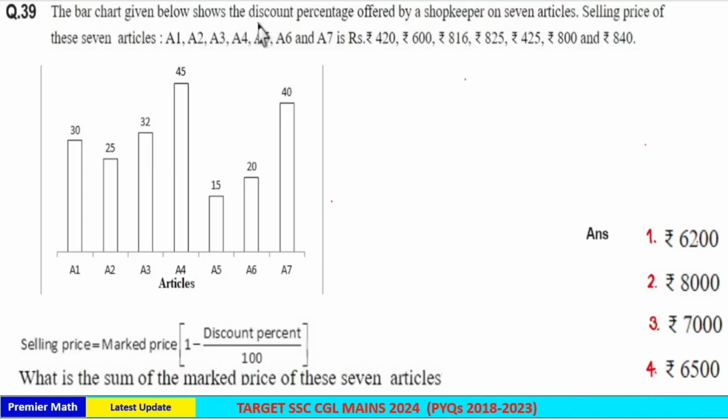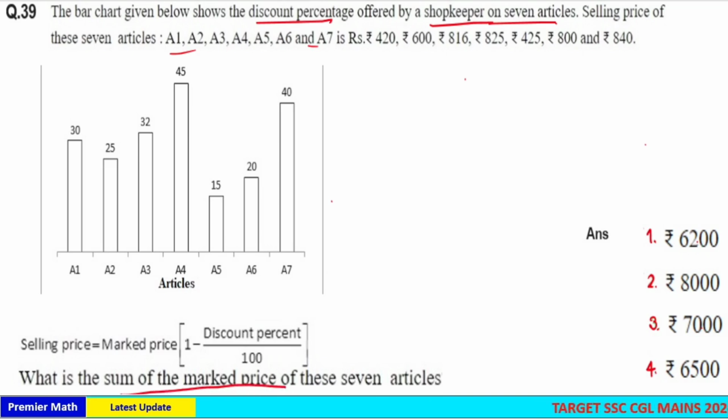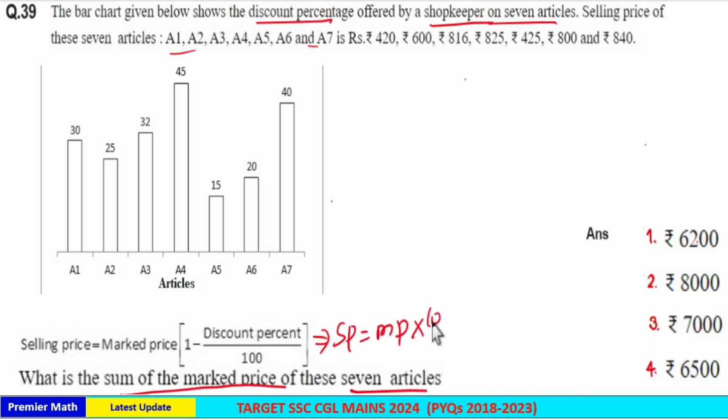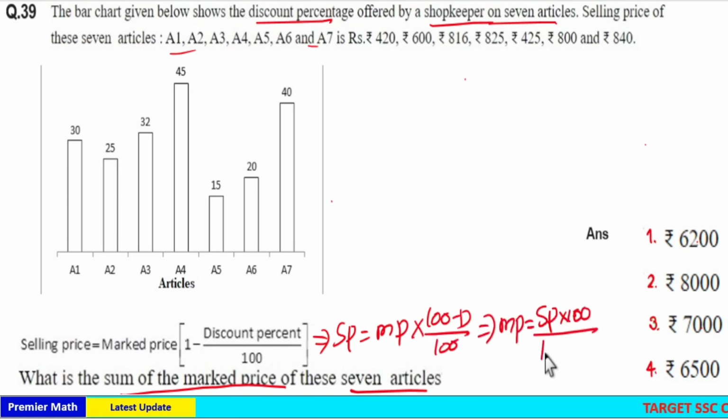The bar chart shows discount percentage offered by a shopkeeper on 7 articles. Selling price of 7 articles from A1 to A7 is given here. What is the sum of marked price of these 7 articles? Here, sell price is given as marked price into 1 minus discount by 100, means 100 minus discount by 100. Now, from this, marked price is equal to sell price into 100 divided by 100 minus discount.